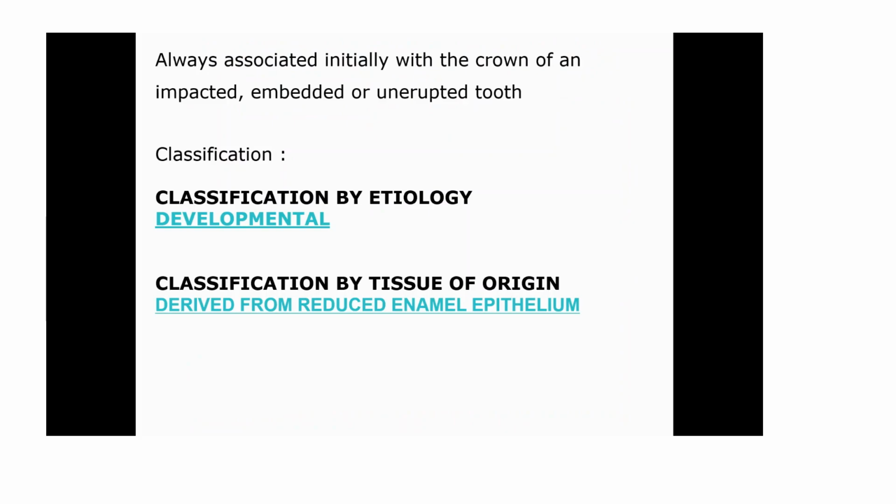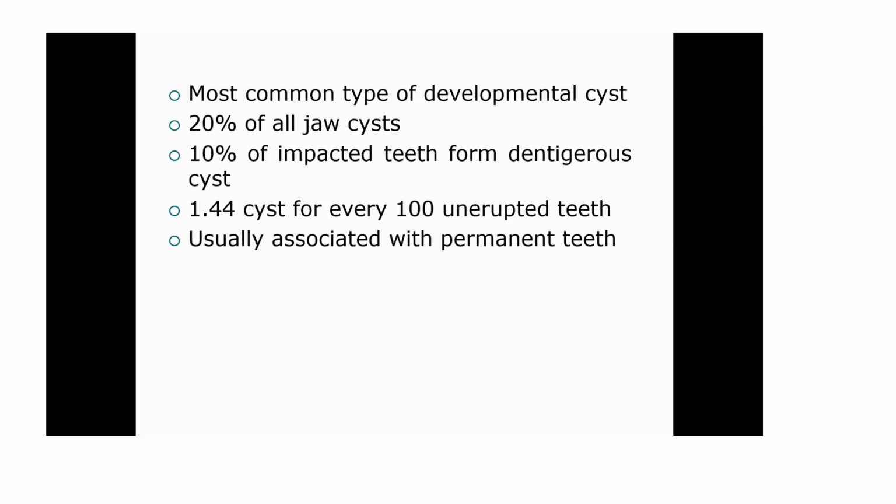If we classify dentigerous cyst according to etiology, it falls under developmental cyst. According to the classification based on origin, it falls under that cyst which is derived from the reduced enamel epithelium. It is the most common type of developmental cyst. 20% of all jaw cysts, 10% of impacted teeth form dentigerous cyst, 1.44 cysts of every 100 unerupted teeth, usually associated with permanent teeth.